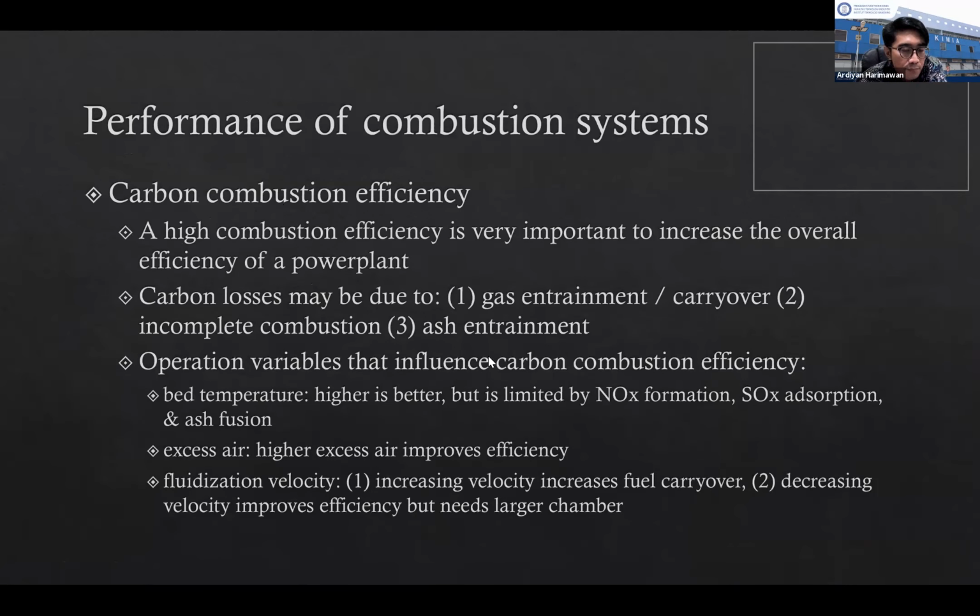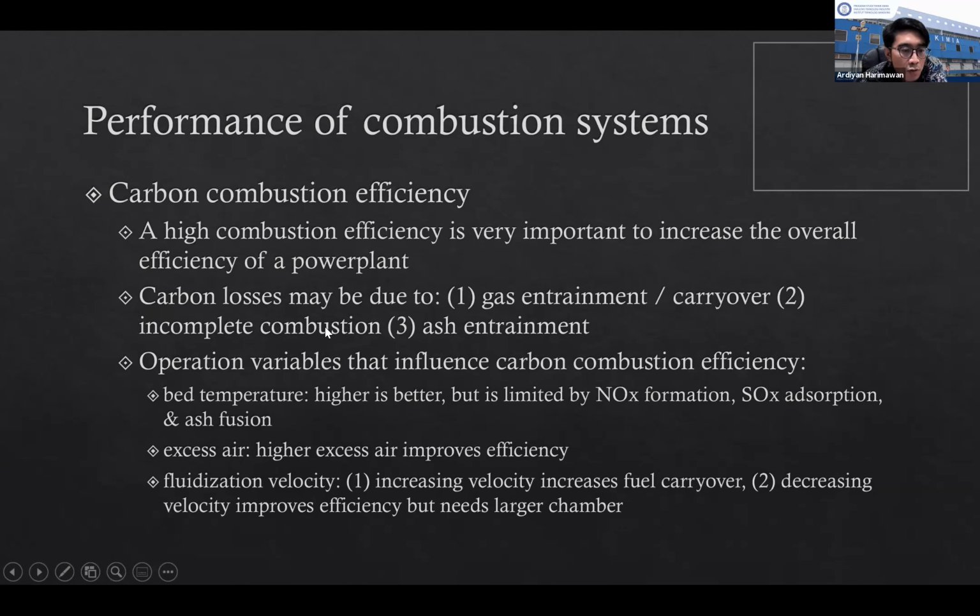Okay. Now, the performance of the combustion system. Basically, combustion system performance can be evaluated in terms of the carbon combustion efficiency, because a high combustion efficiency is very important to increase the overall efficiency of the power plant.